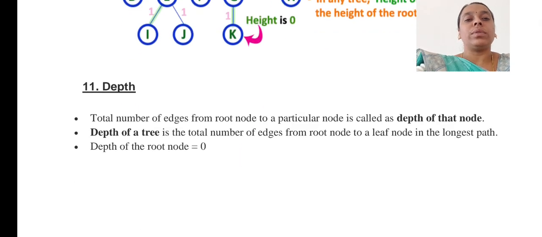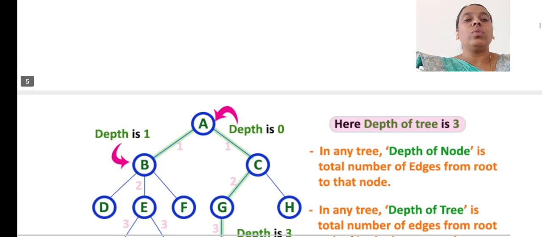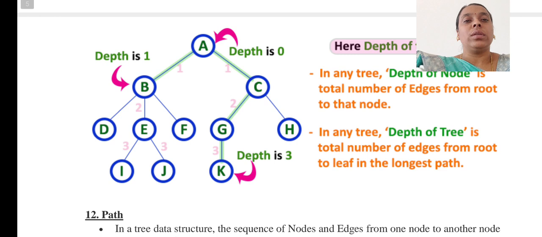Next, depth. The total number of edges from the root node to a particular node is called the depth of that node. The depth of the tree is the total number of edges from the root node to a leaf node in the longest path. The depth of A is 0. The depth of K is 3.